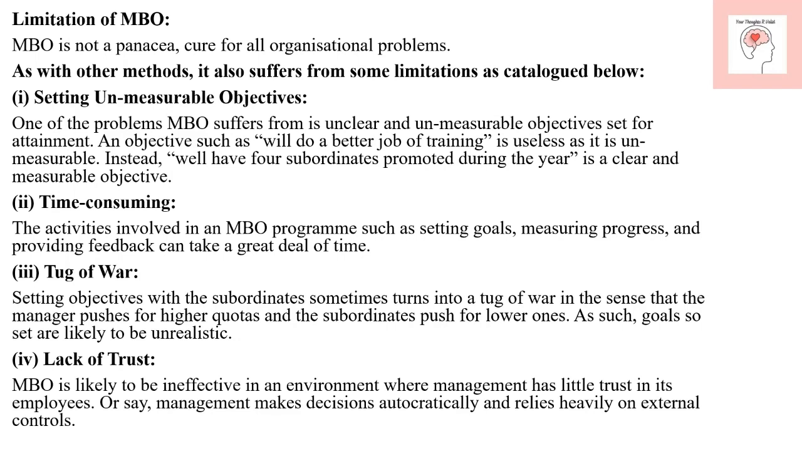Second, it is time consuming. The activities involved in an MBO program, such as setting goals, measuring progress, and providing feedback, can take a great deal of time. Then, third is tug of war. Setting objectives with the subordinates sometimes turns into a tug of war in the sense that the manager pushes for higher quotas and the subordinates push for lower ones. As such, goals set are likely to be unrealistic. And the last limitation is lack of trust. So MBO is likely to be ineffective in an environment where management has little trust in its employees, or where management makes decisions autocratically and relies heavily on external controls.